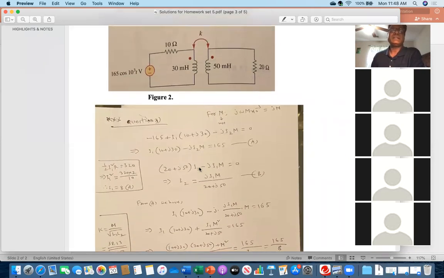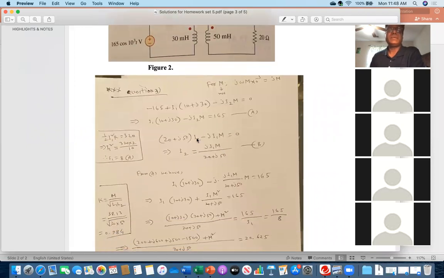Similarly, for the right side, this is 20 plus j50 times I2, and then minus jI1M, the mutual inductance effect, equal to 0. From there you calculate the I2 value. I transferred this term to the right side, that's why it is jI1M divided by 20 plus j50. I just gave it equation number B.